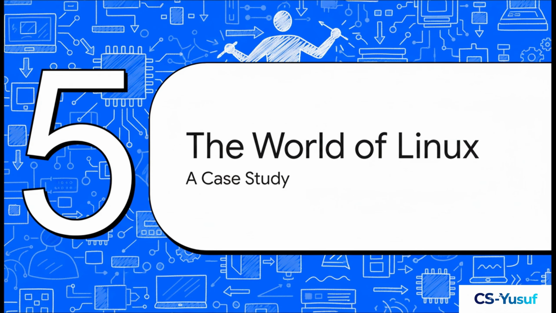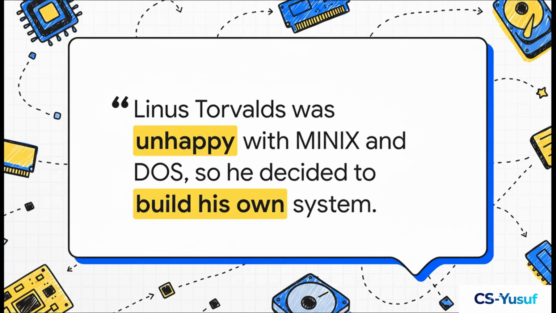To make all this theory a little more concrete, let's look at a really famous real-world example in Section 5, the world of Linux. The whole story of Linux kicks off in 1991 with a university student in Finland named Linus Torvalds. He was studying operating systems and got really frustrated with the limitations of the educational OS he was using. So he just decided to build his own, as you do. And that little project ended up changing the world of computing forever.